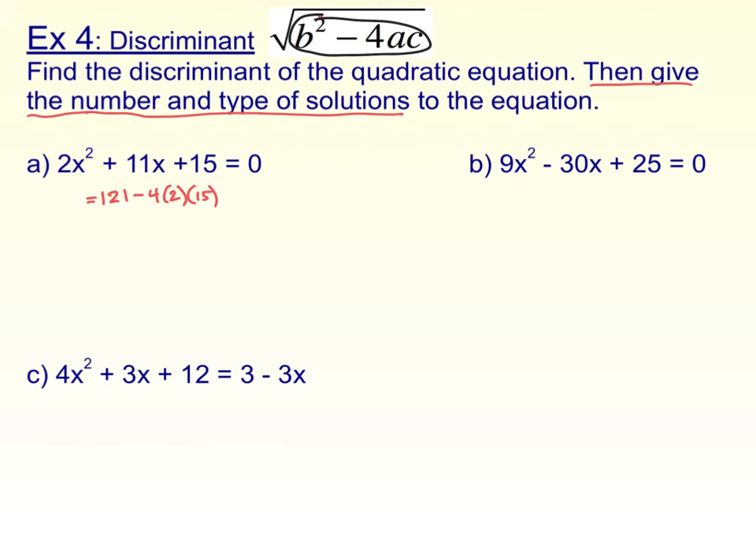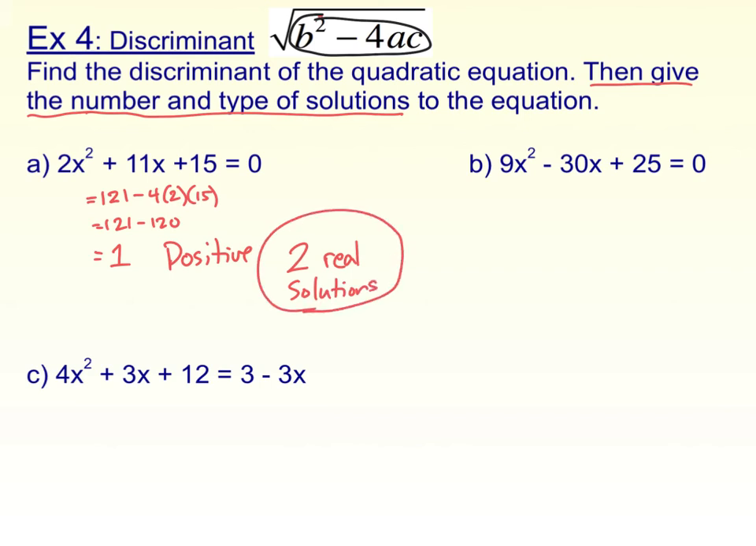And if you complete that, 4 times 2 times 15 is actually 120. So 121 minus 120 is equal to 1. Now that's not an answer, that's not a solution. All you have to realize is that number is positive, which means there will be 2 real solutions is the answer to this question. 2 real solutions. Okay, let's try part B.